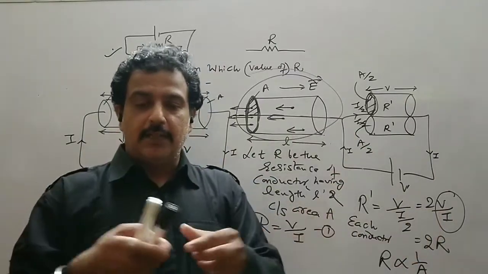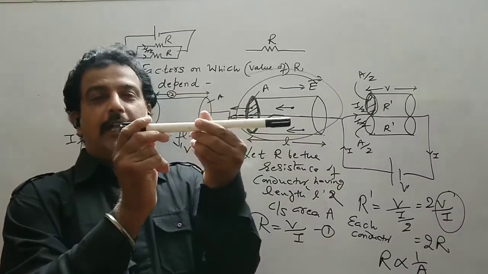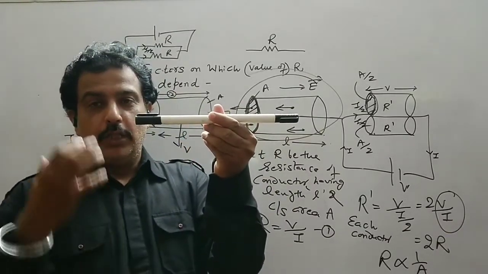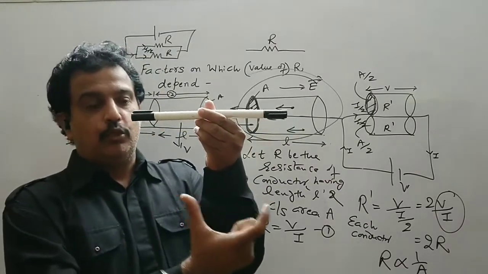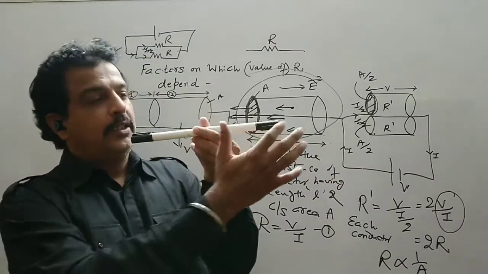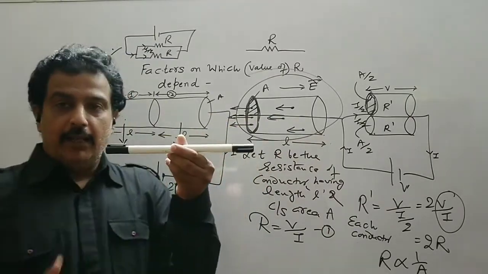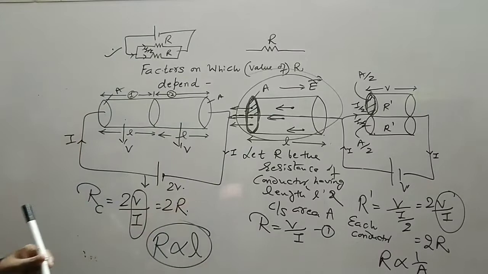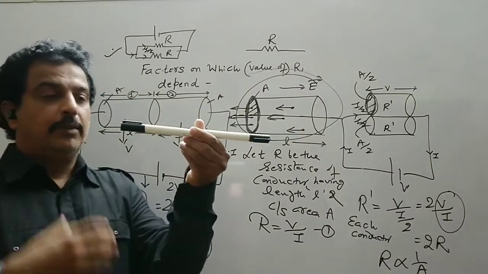And if the length is double, so like this, it is a conductor, and another conductor. They are kept in a line. So I need I amount of current flowing through it. So I have connected the battery to be 2 volt. So it should cover a length 2L, L and L. So in this situation, the resistance was doubled. So when I increase the length, it becomes double.